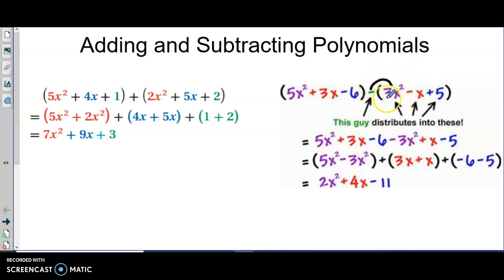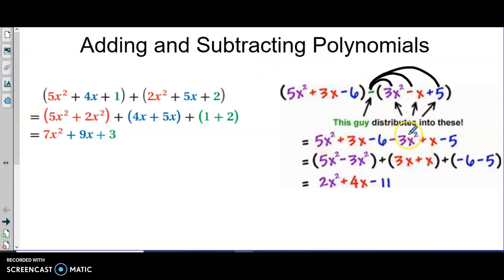So right here, 3 was positive, instead it became negative. And then here, x was negative, so we changed it to positive. And then here, 5 was positive, so we changed it to negative. You have to make sure anytime you see a minus sign that you distribute that negative to everything after it, everything in the parentheses after it. And then you can combine like terms just like what we've been doing.